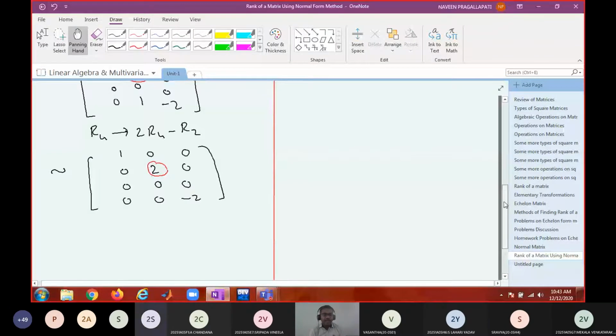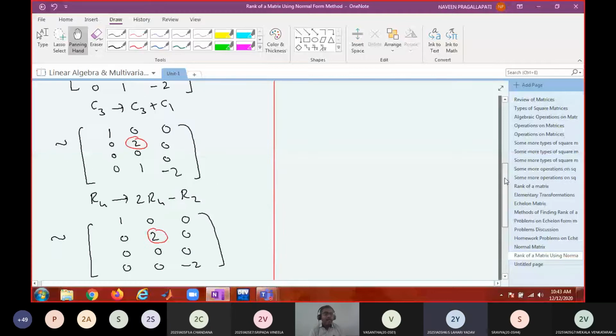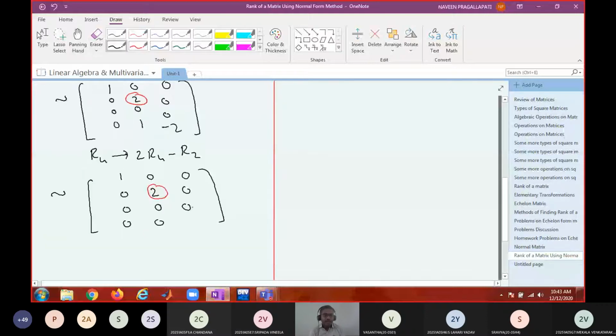Now come to the third row. Which position do I have to look at? Minus 4, where? Which one? 2R4 minus R2, no? Right, 2R4 minus R2. That should be minus 4. Agreed. Okay. Now we made the entries under the pivot position 0 and after the pivot position 0.